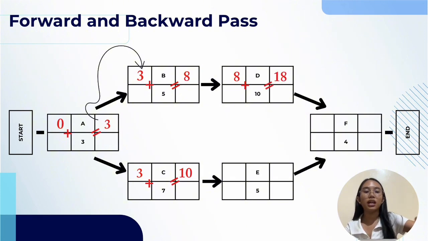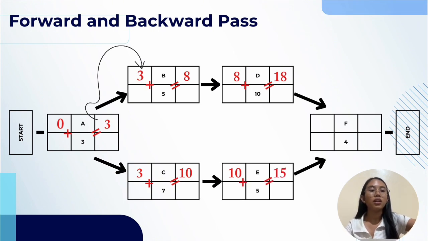Same process sa activity E, but ang value na kukunin natin is sa activity C since ang predecessor ng activity E is si activity C. So, 10 plus 5 equals 15. So, dito naman tayo sa activity F.